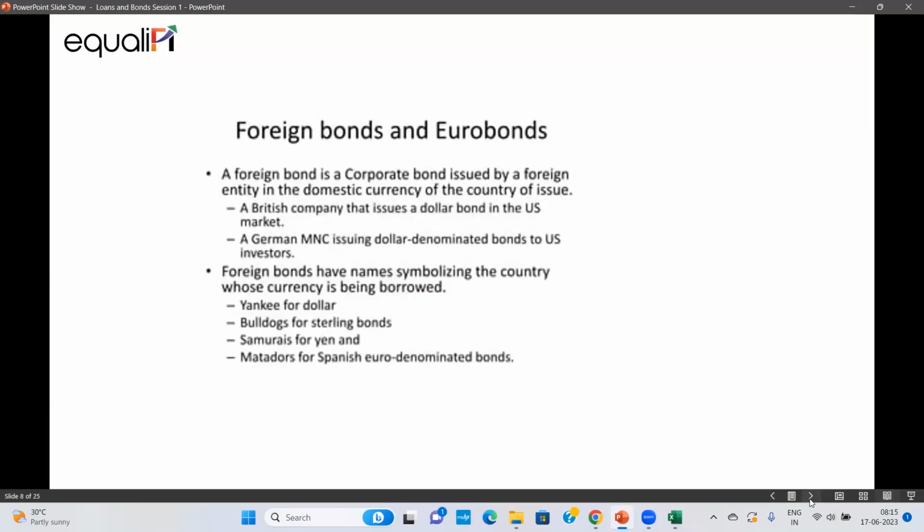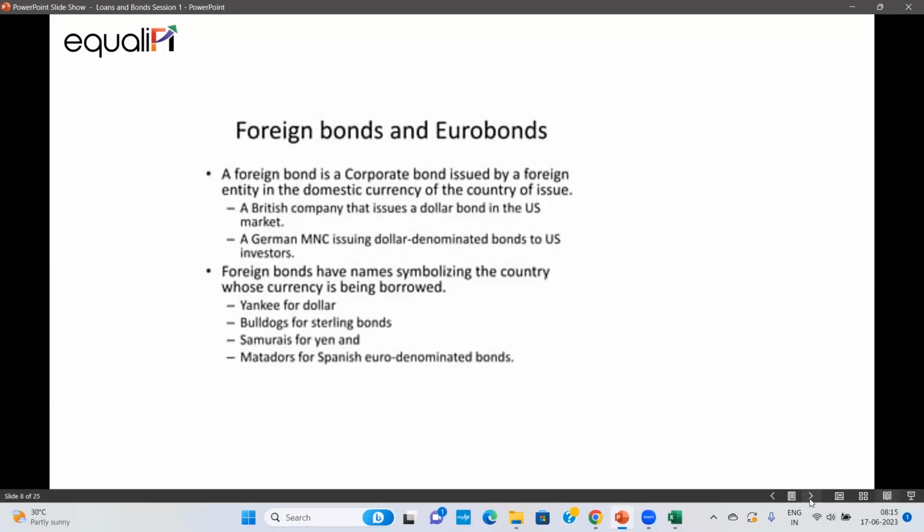Foreign bonds and Eurobonds. A foreign bond is a corporate bond issued by a foreign entity in the domestic currency of the country of issue. So if you are in India and you are purchasing a foreign bond from the US, you will get the bond in US dollars. For example, a British company that issues a dollar bond in the US market.